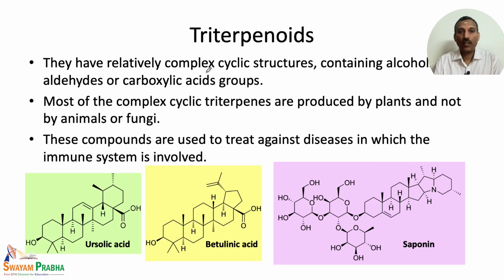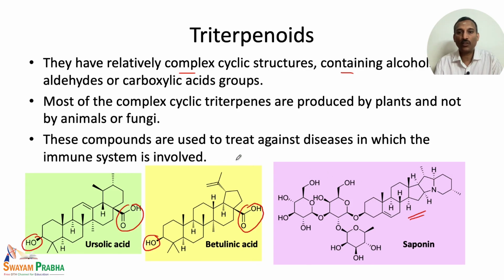And the triterpenoids are basically much more complex cyclic structures. They may contain alcohol units, aldehydes or carboxylic acid units. So ursolic acid has a carboxylic acid unit and a hydroxy unit. Betulinic acid also has a hydroxy unit and a carboxylic acid unit. And we also have saponin, a different type of compound. They have a glycosidic unit and a triterpene unit.